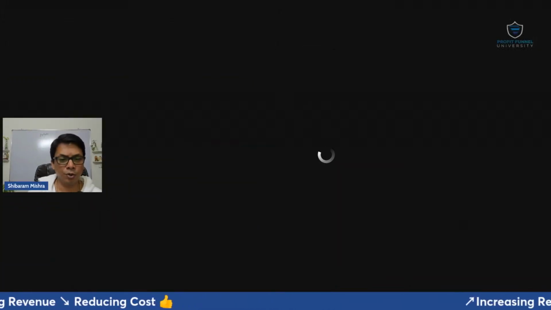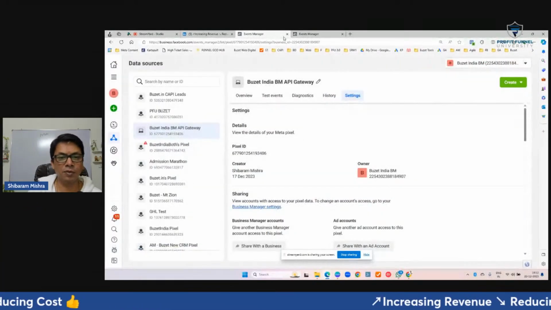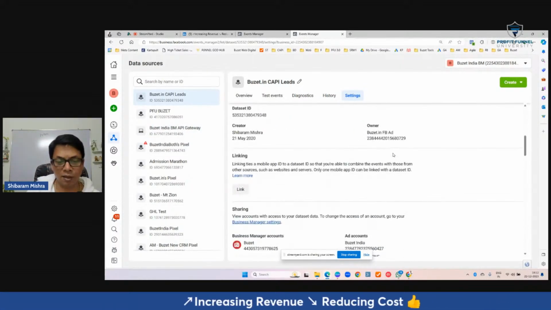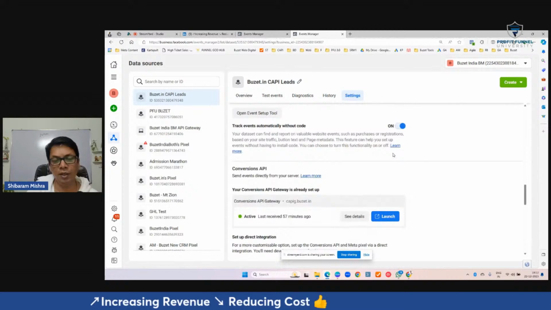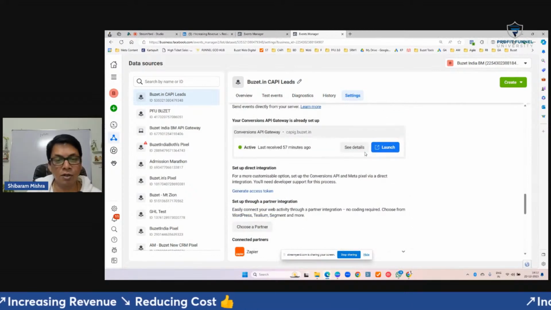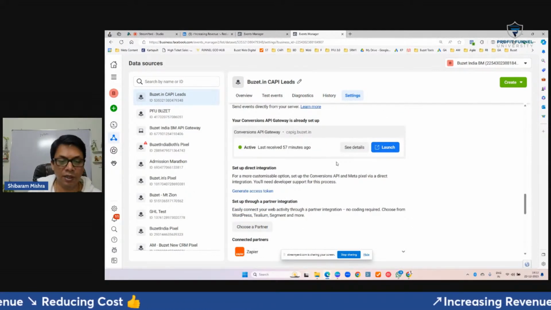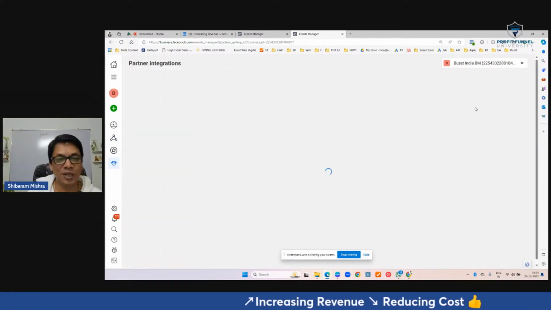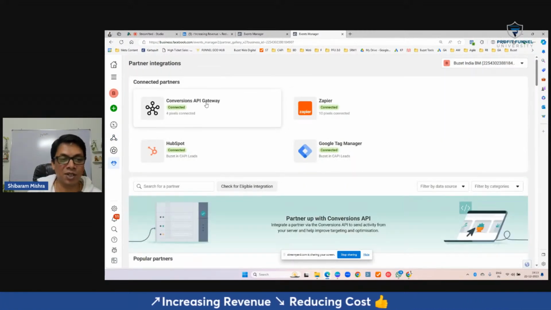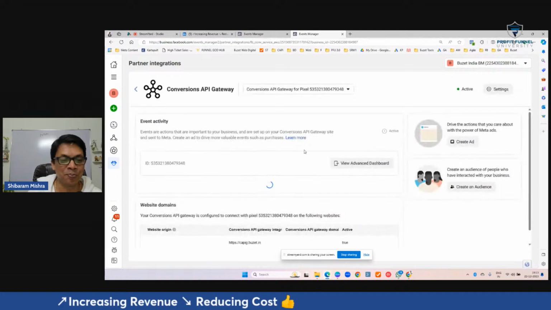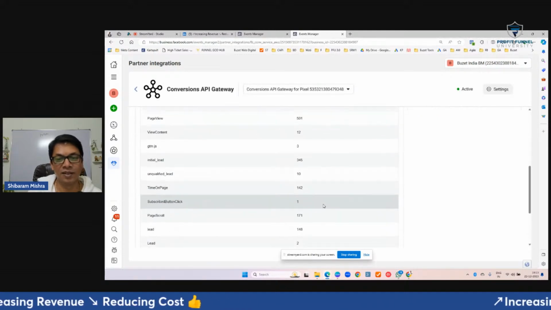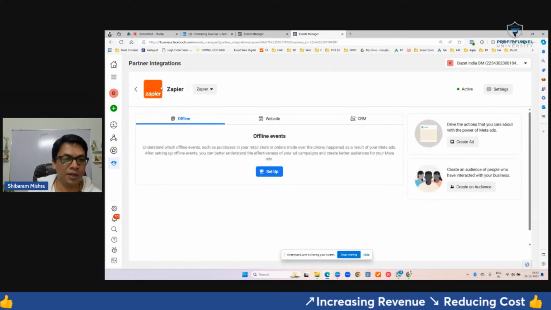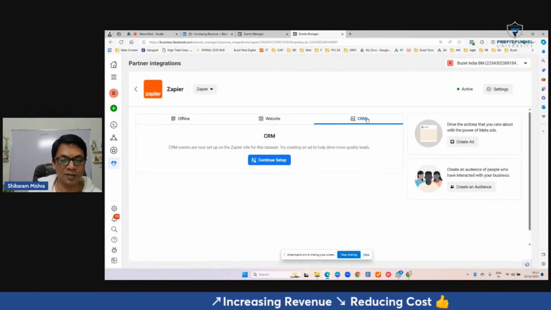Here I'll show you two conversion API examples. One is the conversion API where I'm using a CRM, HubSpot here, and parallelly I have also implemented the conversion API gateway. I have used all possible models. I'm experimenting with the conversion API gateway, where I'm getting this data, and I'm using Zapier here, and the CRM also.